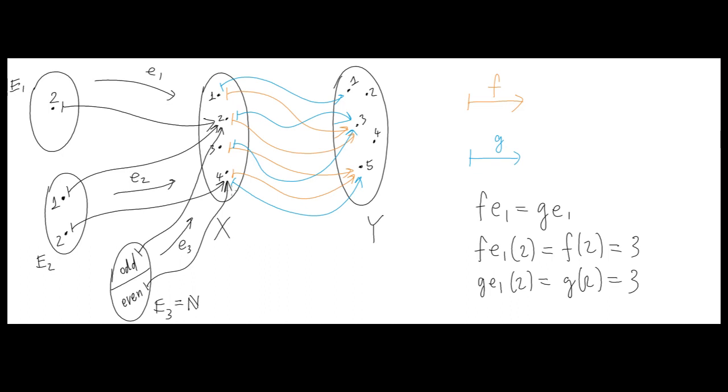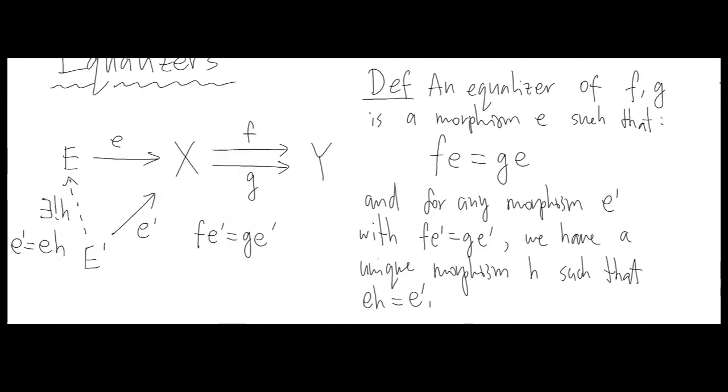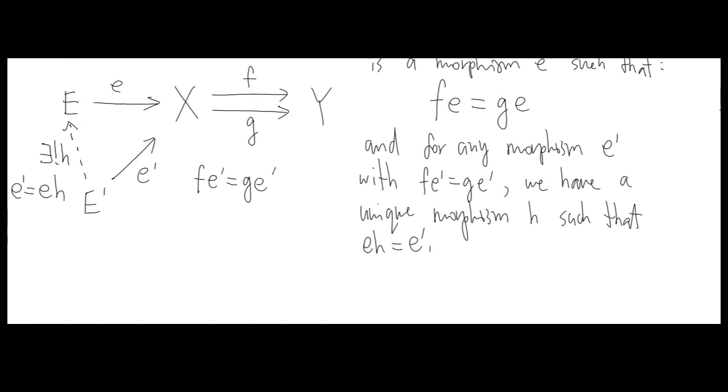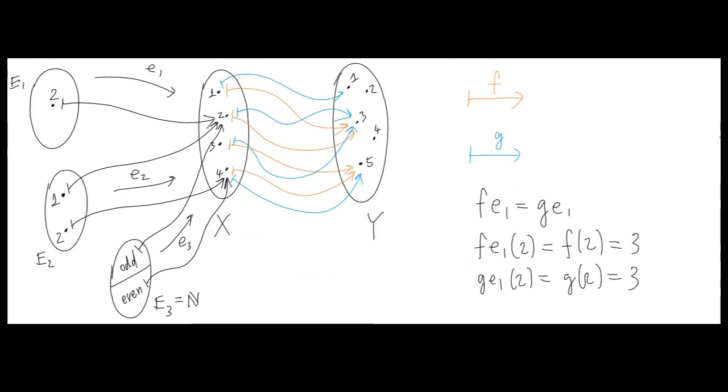Fantastic. Now let's see if any of these happen to be an equalizer of F and G. We can start with E1. Let's see whether E1 is possibly an equalizer. If it were an equalizer, the first part of the definition is fulfilled, the part that requires the composites to be equal. That part is fine. But there is a second part: any other such map must factorize through this one uniquely. For instance, we've got E2. So if E1 is an equalizer, there must be a unique function H from E2 to E1 such that the composite with E1 equals small e2. Does such an H exist? And if it exists, is it unique?